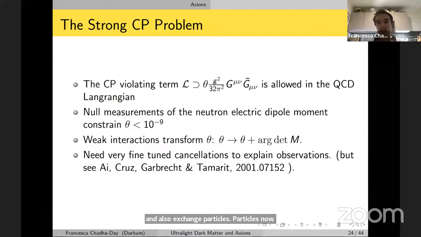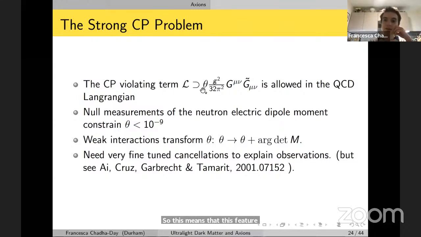Now, this is quite kind of theoretical and abstract, but the important thing about this term is it would lead to a neutron electric dipole moment. It would cause the neutron to have an electric dipole moment. Now, we've gone out and we've tried to measure the neutron electric dipole moment, and all of the measurements have said that it's 0. So this means that this theta term must be very, very small.